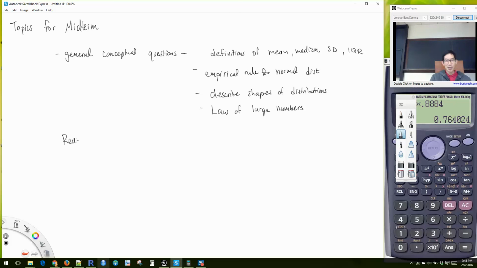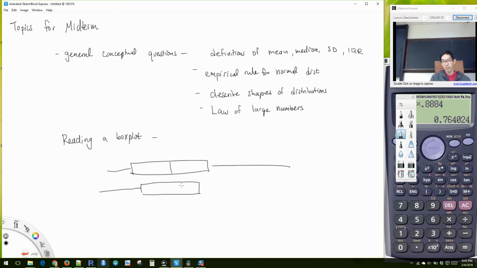Okay. All right, so reading a box plot, we know how to do this, right? You should be able to, if you see a box, identify Q1, Q3, IQR, median. Okay, make comparisons between box plots.